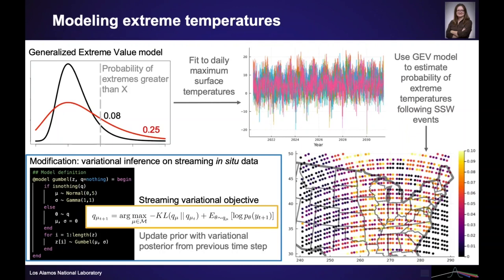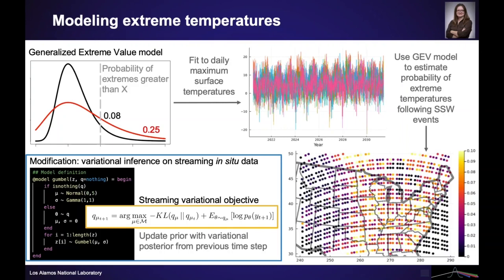For example, after we fit a GEV model to the surface temperatures, we calculated as a summary of the model fit how likely it is that daily maximum temperatures exceed some threshold following an SSW event. The bottom right shows an example of this estimated probability across the United States based on one of our simulation runs, indicating a spatial pattern to the likelihood of extreme events.